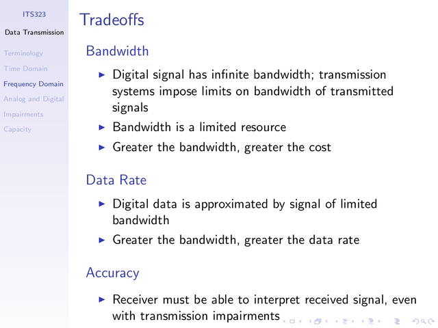In terms of data rate, the data can be approximated by the signal. As we saw there, we could use this when the signal is high, represent bit 1, when it's low, bit 0. The greater the bandwidth, the greater the data rate. One thing that is not so easy to visualize, but also important, is accuracy. The receiver, when it receives a signal, must be able to interpret what it means. Does this signal mean bit 1, or does it mean bit 0? Especially when there's noise and errors in the communications medium.